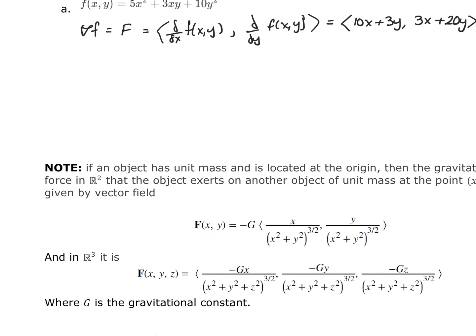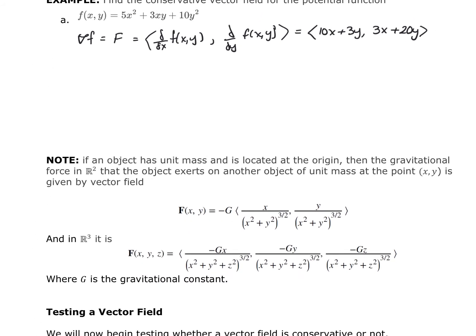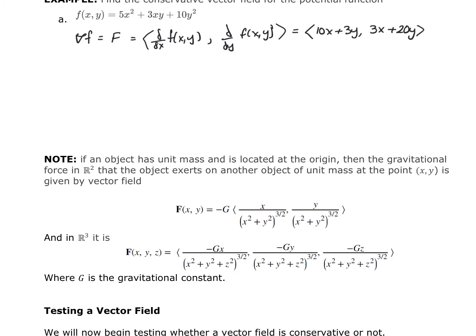Now, if an object has a unit mass and is located at the origin, then the gravitational force in R2 that the object exerts on another object of unit mass at the point (x, y) is given by this vector field: F of (x, y) is equal to negative G times (x over (x squared plus y squared) raised to the 3/2, comma, y over (x squared plus y squared) raised to the 3/2).